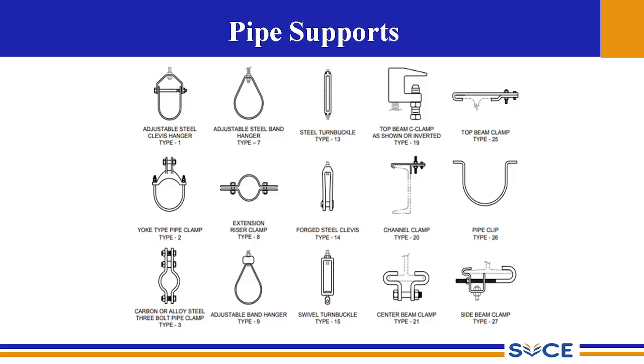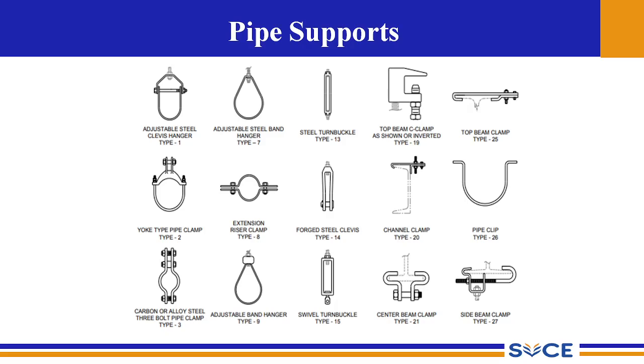Then type 26 is a pipe clip arrangement. The pipe clip is for the suspension of horizontal lines by bolting the clip directly to the structure. So it is also referred to as a pipe strap or just a strap.